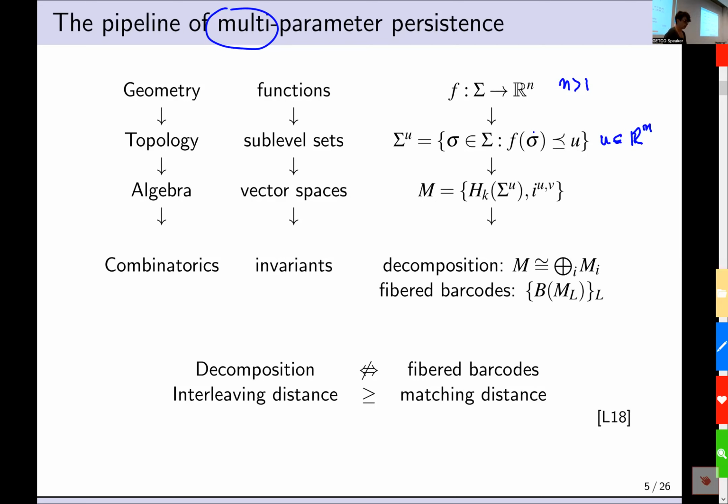But the good thing is that both of these approaches give something stable, so that again, if we perturb f a little bit, we get a different persistence module or a different fibered barcode, but it is not so different quantitatively, so that the difference is small. And to measure this difference, we can either use again the interleaving distance, or we can use the matching distance.